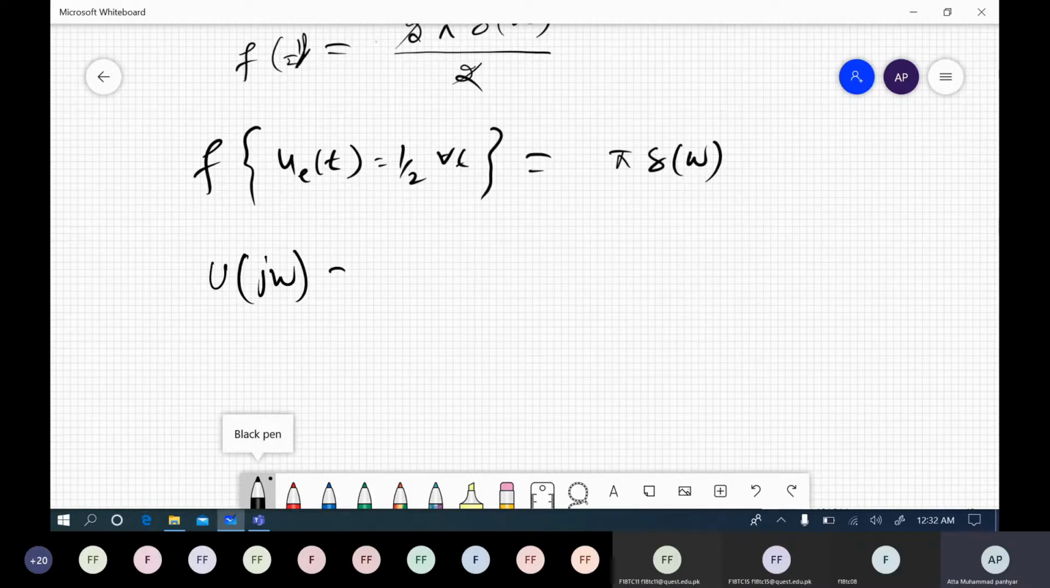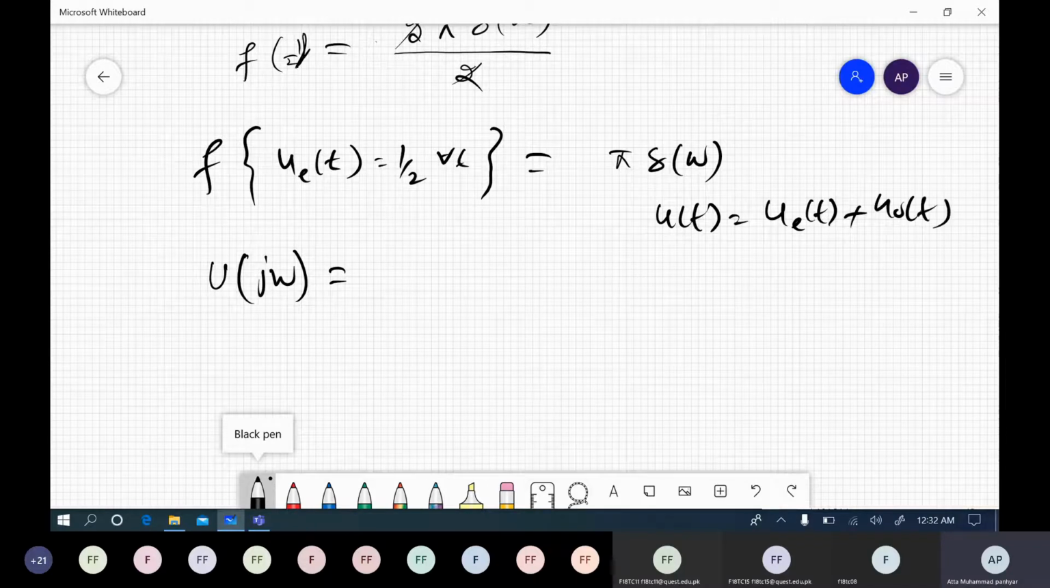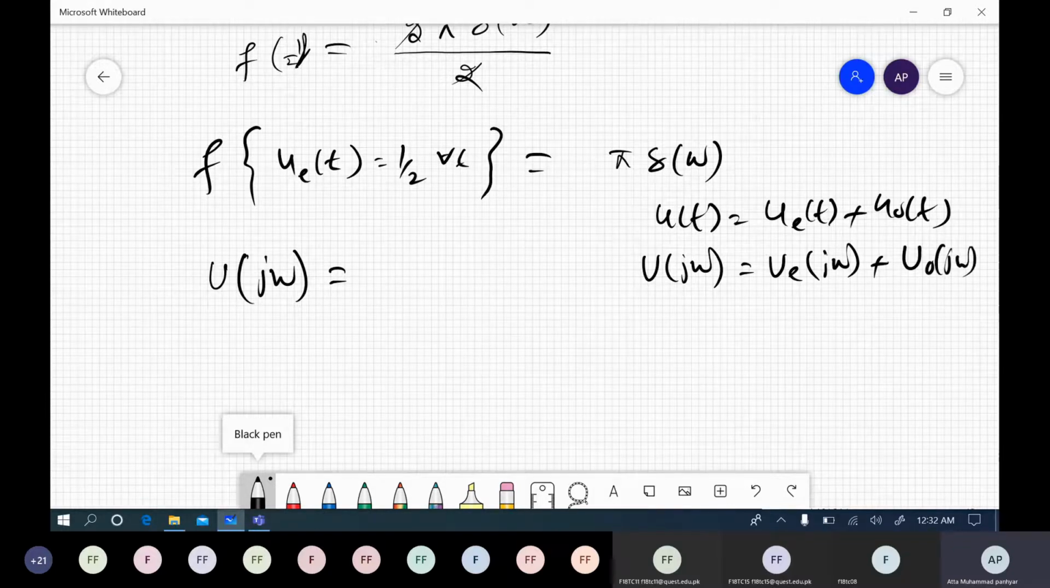Now the overall frequency response must be, the original signal is u of t is equal to u even of t plus u odd of t. Then U of j omega, by the linearity property, must be equal to U even of j omega plus U odd of j omega, right? So U even of j omega is equal to pi delta omega plus, and what was the odd part? Odd part was 1 over j omega, right?